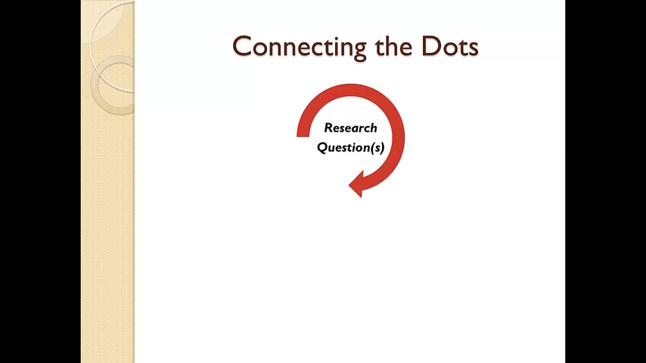Okay, now that we have a high-level understanding of these three components of a research proposal and study, let's see how they all work together. Let's connect those dots. The research question or questions that we create for the study specify what we want to answer or find out in the study. In other words, they put meaning to why our study is important.